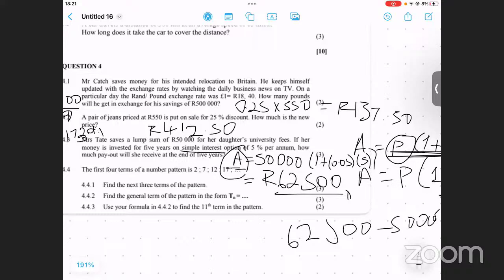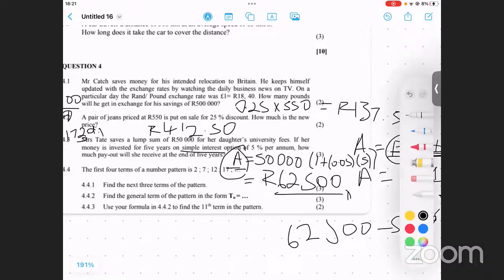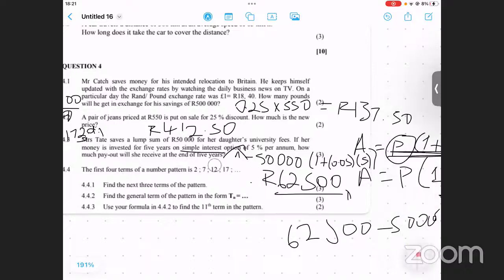Yes, ma'am. Perfect. Let's move to 4.4. 4.4 says the first 4 terms of a number pattern is 2, 7, 12, 17, and others. These are the first 5. And they say find the next 3 terms of the pattern. How are we going to get the next 3 terms?